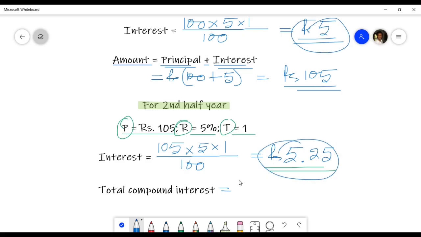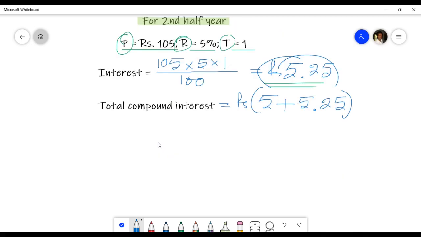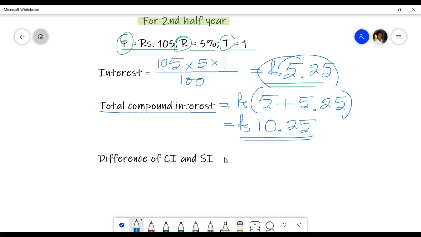Now total compound interest would be the interest for the first half year plus interest for the second half year. That is how we will calculate the total compound interest. Now when we add these two interests, we will get the total compound interest as rupees 10 and 25 paise. Right, now we have found the total compound interest. We have also found the simple interest in the beginning.